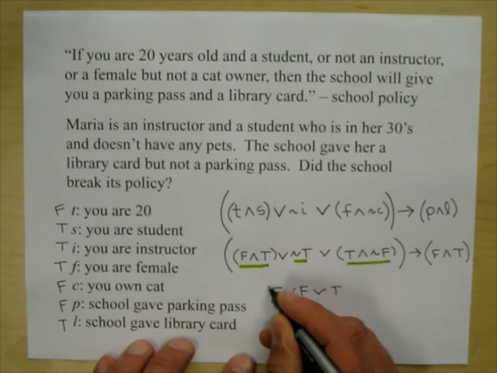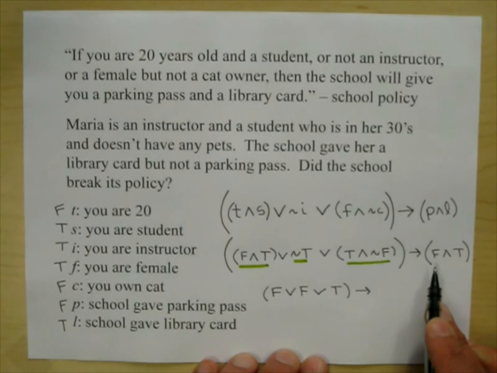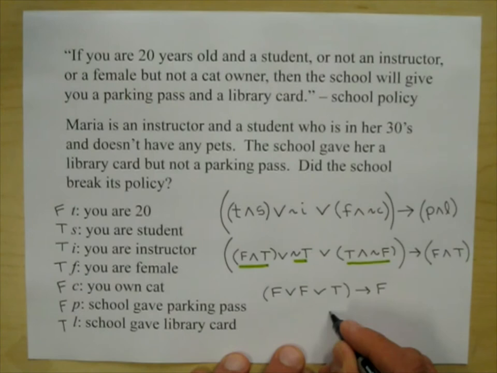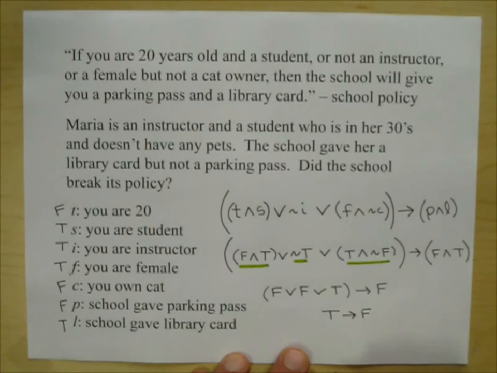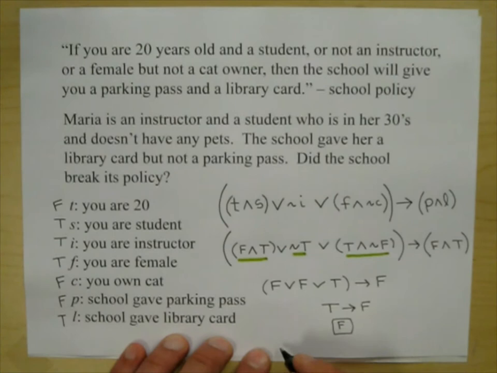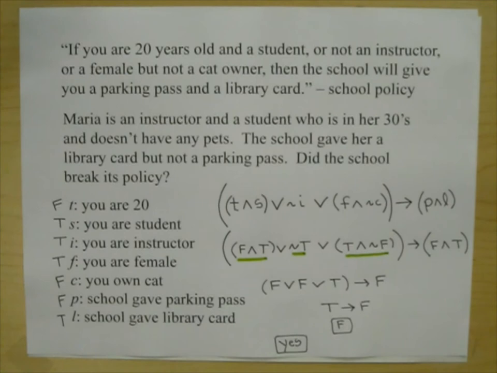And over here we have false and true is false. We analyze this false or false, which is false. And then we have or true, which is true. Remember, or is not as strict. True, then false equals false. So notice that once we wrote the school policy in symbols, then it was all just the definition of the truth values of and, or, not, and if then. And so the answer to this, did the school break its policy? The answer is yes. The school did break its policy, and they should have not done that.